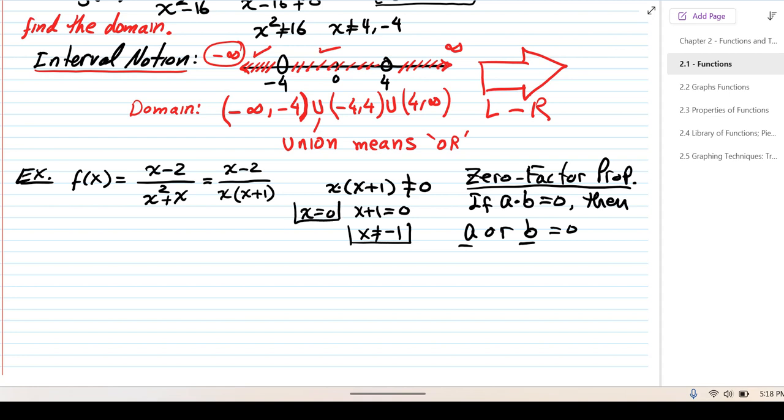And there you go. So that would be in the domain, right? X cannot be a factor. This, set it equal to 0. And there you have it.